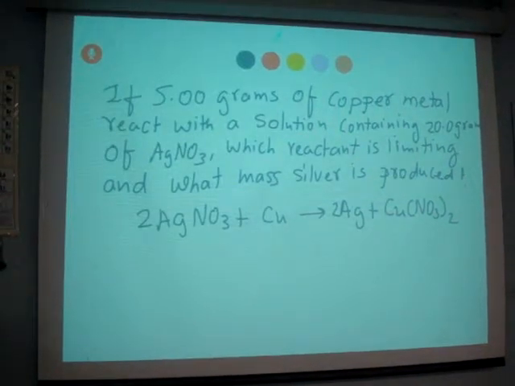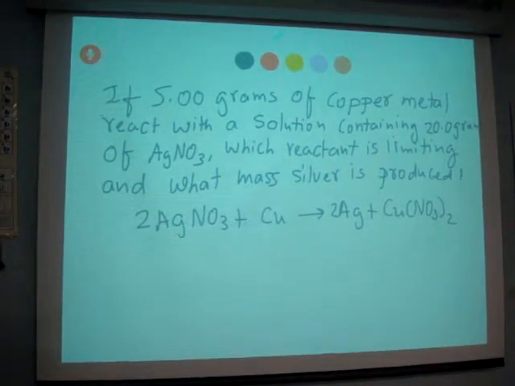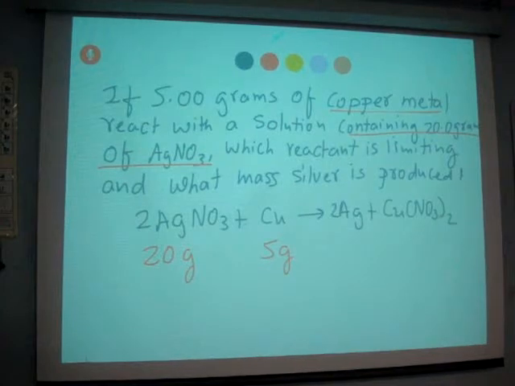So if 5 grams of copper metal is given and it reacts with a solution containing 20 grams of AgNO3. So in here 5 grams of copper and 20 grams of AgNO3 are given. Now out of these two, which one is limiting?